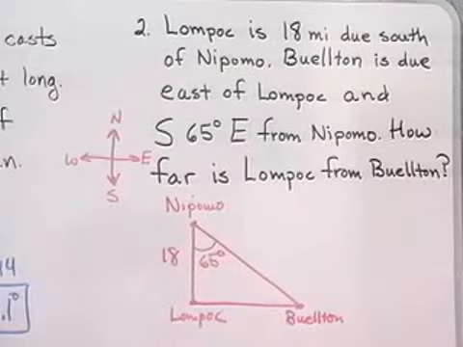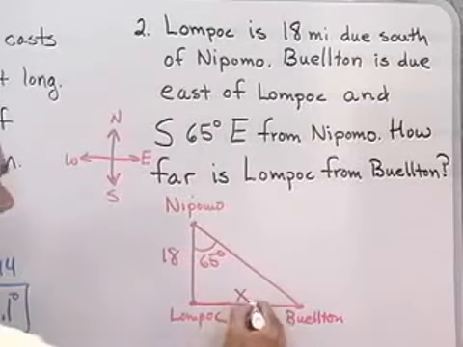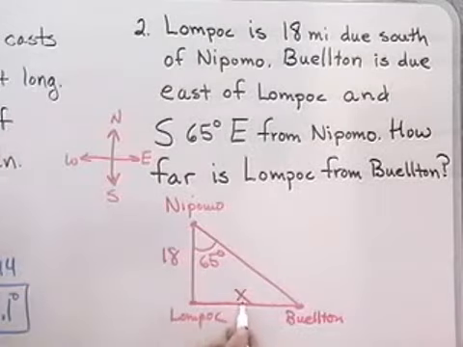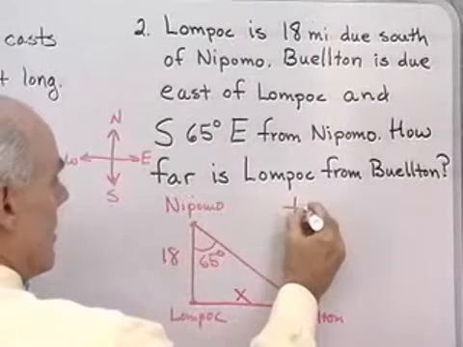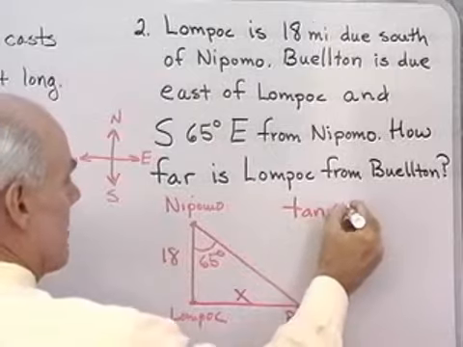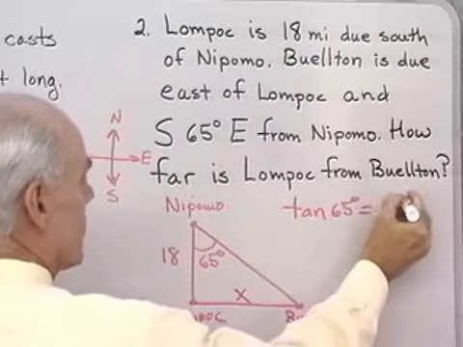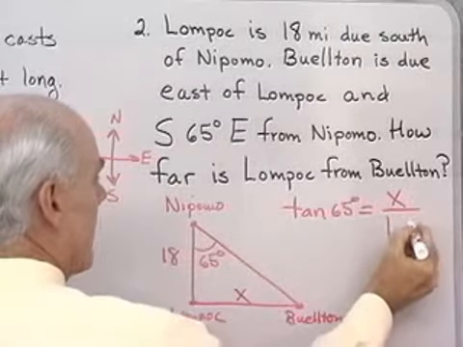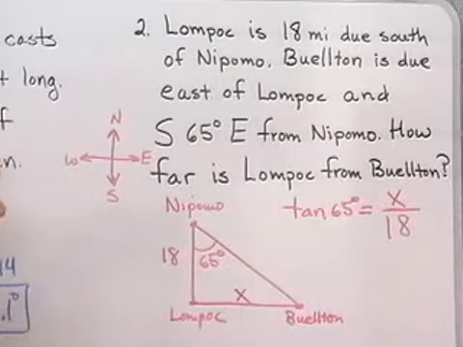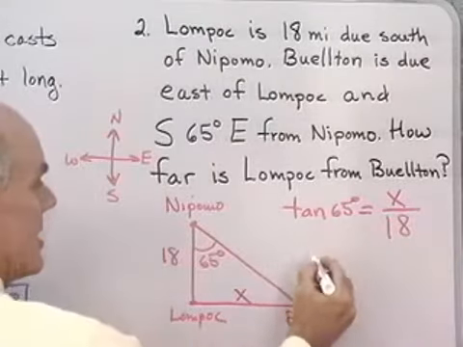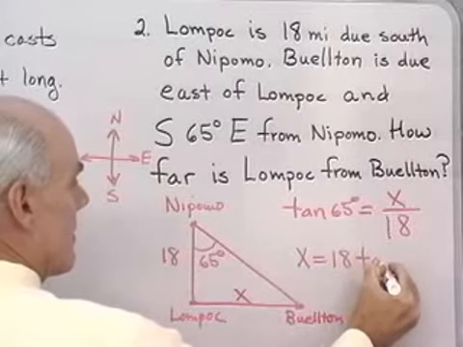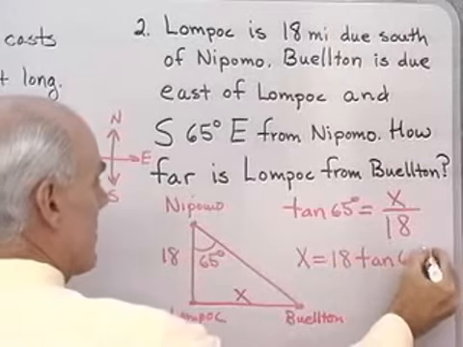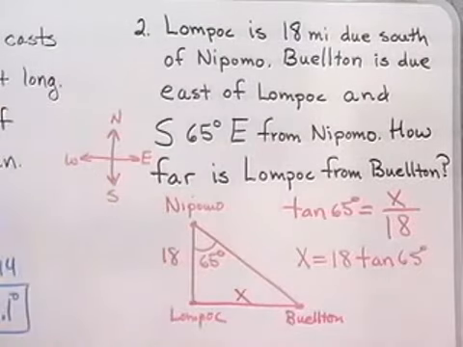Now what I want to find is how far is Lompoc from Buellton, so I'll let that be x. And let's see, I have this angle, the side opposite and the side adjacent. That again is my tangent ratio. Tangent of 65 degrees is equal to x divided by 18. Multiply both sides by 18 and I get x is equal to 18 tangent 65 degrees.